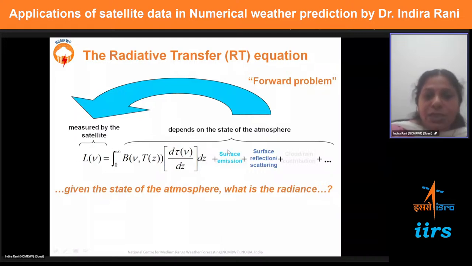So if you know the complete state of the atmosphere, we can calculate how much energy can reach up to the top of the atmosphere, or how much energy the satellite instrument can see. So this is known as the forward problem. Forward problem means the state of the atmosphere is known, and we can compute the radiance, or the energy, reaching at the instrument.